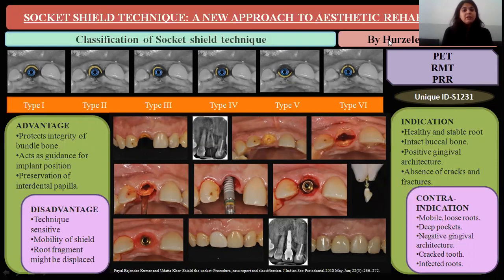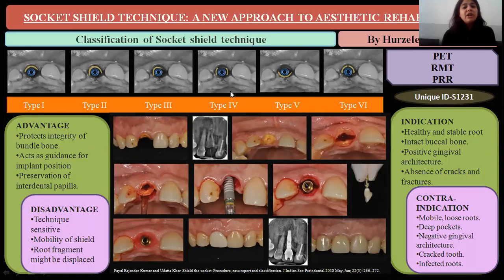This technique is divided into six types: the full C buccal, the half C buccal, the interproximal, the lingual or the palatal, and the multiple buccal shield. This classification is required so as to help the understanding of the preparation design.